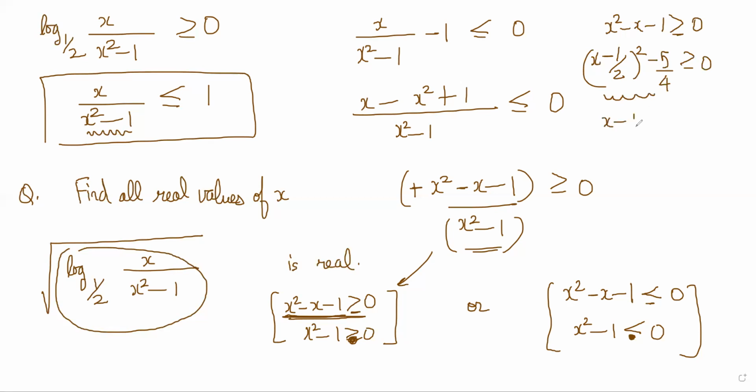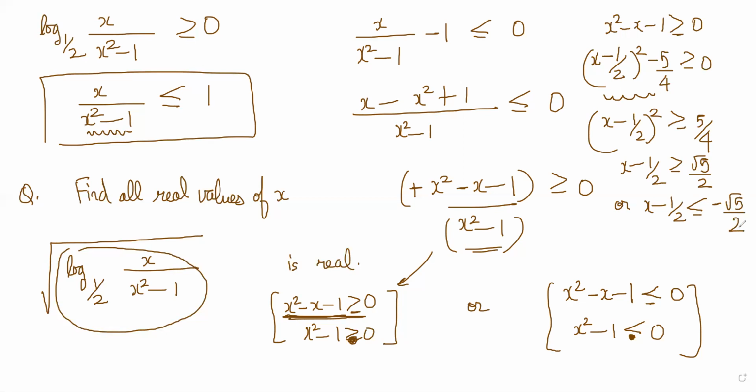So you get x minus half whole square should be greater than or equal to 5 by 4. That means x minus half should be greater than or equal to root 5 by 2, or x minus half is less than or equal to minus root 5 by 2, right? Yeah, okay. So x is greater than or equal to half plus root 5 by 2, or x is less than or equal to half minus root 5 by 2, that is, 1 plus root 5 by 2 or 1 minus root 5 by 2.